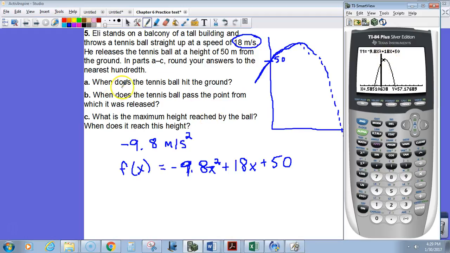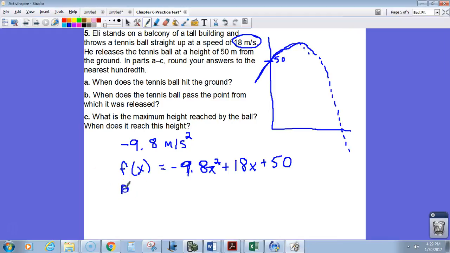And now I can answer, when does the tennis ball hit the ground? Well, it's over here at this zero, so I can use the calculator graph function. So if I just do second calc, and I want to find the zero, so I arrow down to 2. Left bound, yes, and then I go on the other side of the zero to where y is negative. Enter, and then guess. So x is approximately 3.66 seconds for A.